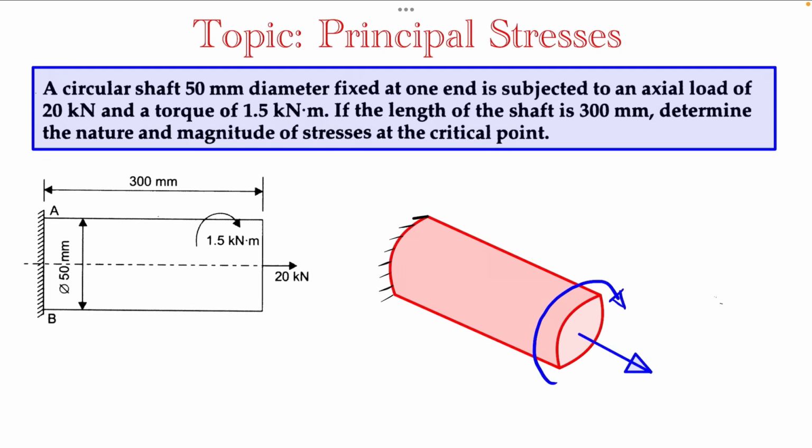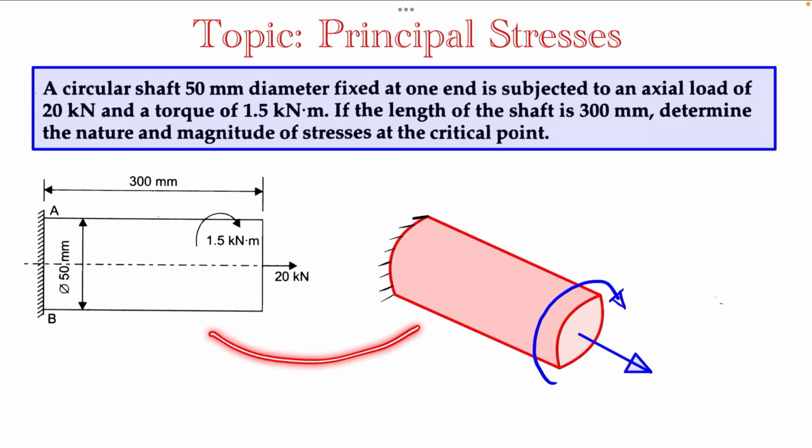Here a circular shaft is given, its diameter is given, which is fixed at one end and is subjected to two types of loading. One is axial load and a torque. The loads are shown here, and values are given. The length of the shaft is also given. Here we have to determine the combined effect of these loadings, that is, the principal stresses at the most critical point. Critical point means the point or the location within this member where it is critically loaded or critically stressed.